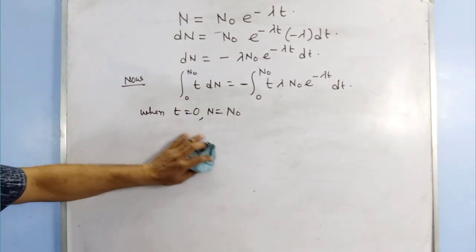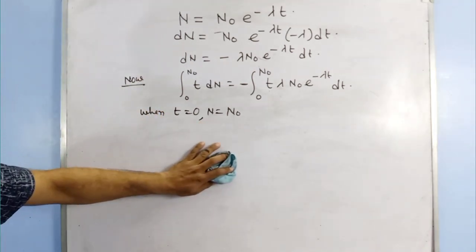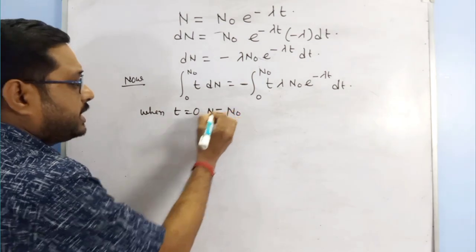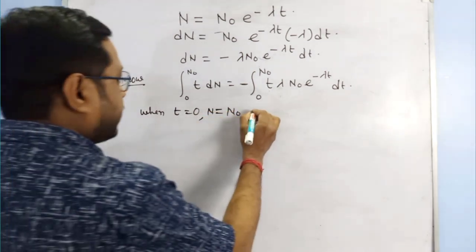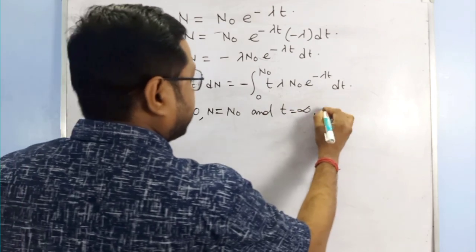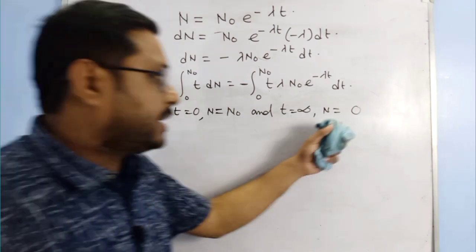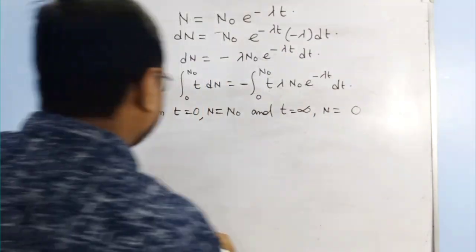When the radioactive sample does not start to disintegrate, N becomes N0, the initial nuclei, and when t equals infinity, N becomes 0, because after infinite time the radioactive sample decays completely. So, we can get N equal to 0.